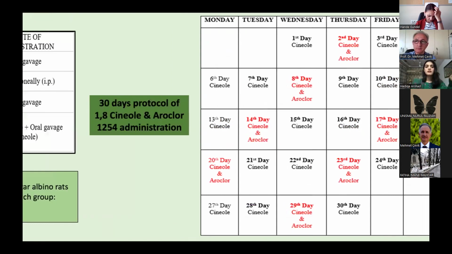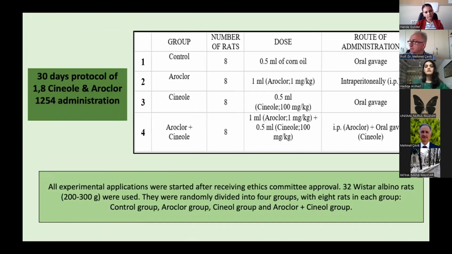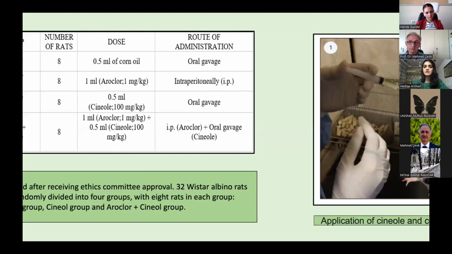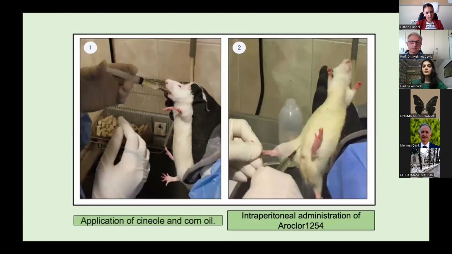First, let's talk about the 30-day protocol of 1,8-cineol and Aroclor 1254 administration. The treatment was given for a total of 30 days. 1,8-cineol was 100 milligram per kilogram, while Aroclor was given at 1 milligram per kilogram intraperitoneally. For control, we gave 0.5 ml of corn oil. There were a total of 32 Wistar albino rats. This is the diagrammatic representation of how the rats were administered the respective substances.